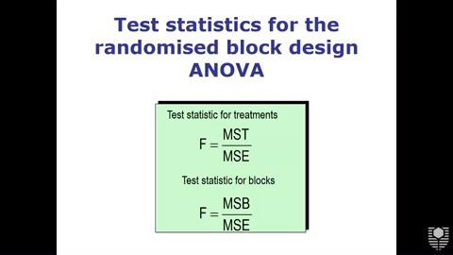For the treatment, how to find the F for treatment? F for treatment is mean square for treatment divided by mean square for errors. Okay, this is a summary. Right, guys? But for blocks, F for blocks, you're going to have MSB divided by MSE. Right? The F for blocks.